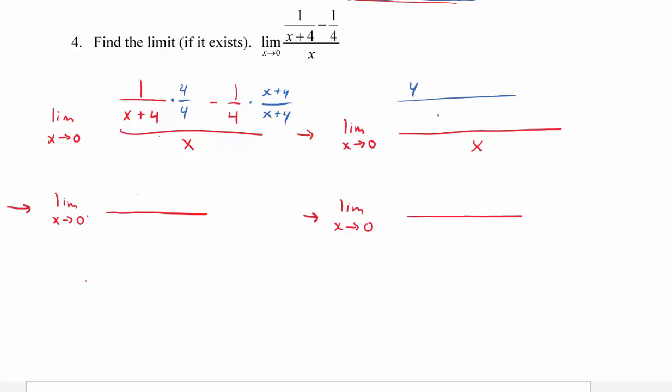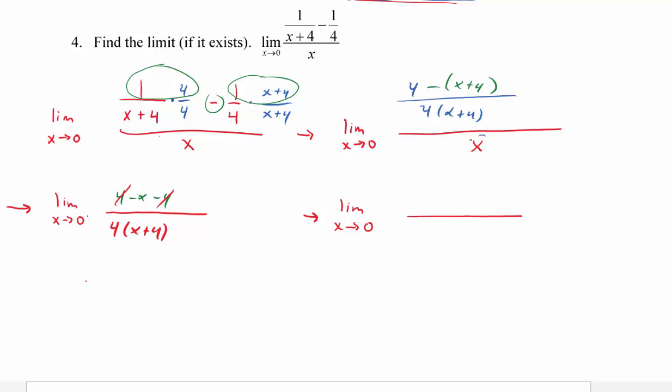Over the common denominator, now we have 4 times x plus 4 as the common denominator. So then I can subtract the numerators, right? The numerator being 4 minus x plus 4, it's all over x still. As you distribute the minus sign, we end up with 4 minus x minus 4, and 4 minus 4 is 0. We still have the 4 times x plus 4.